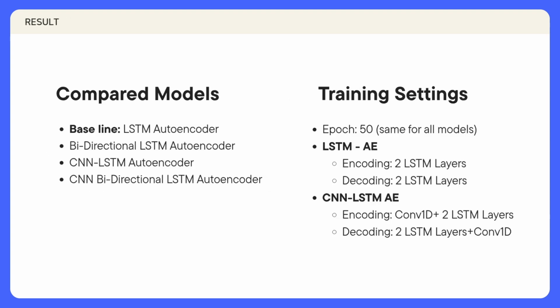We compared four models. All models were trained for 50 epochs under the same conditions. The LSTM AE structure is an encoder with two LSTM layers and a decoder with two LSTM layers. The CNN LSTM AE structure is an encoder with Conv1D, ReLU, batch norm followed by two LSTM layers, and a decoder with two LSTM layers.